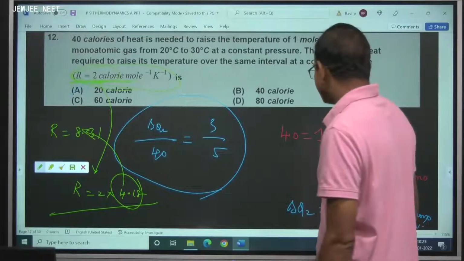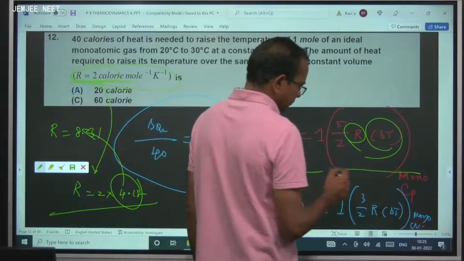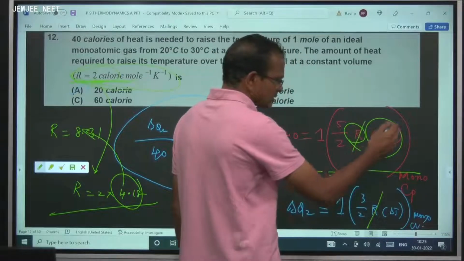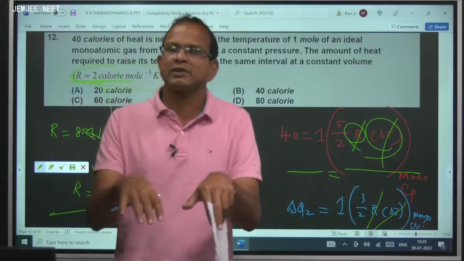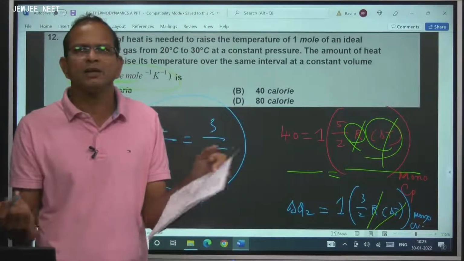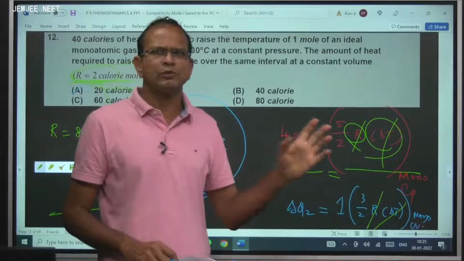Crossing is the best way to solve the problem. If you cross-multiply like this, you are taking a ratio. This is the best way to solve the problem because you are not assuming some constant value. You are, after all, taking a ratio. This is the best and foolproof way to get the answer.